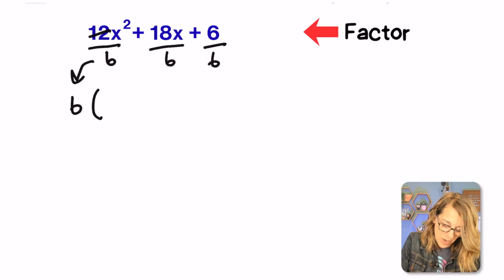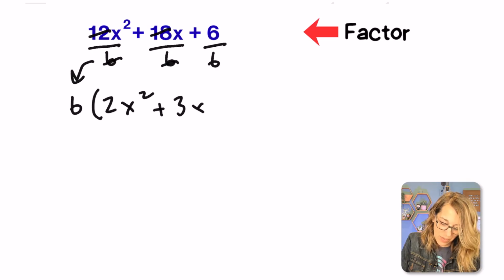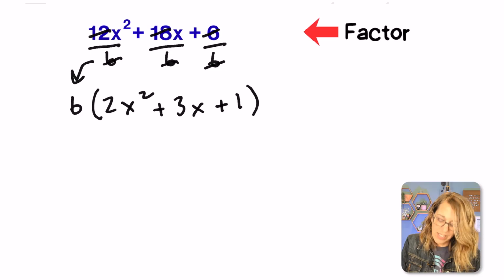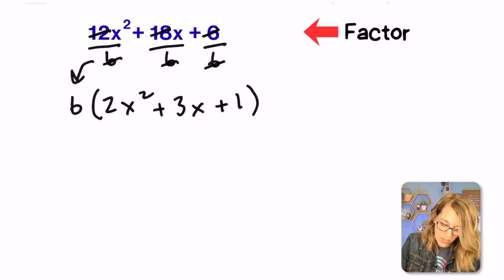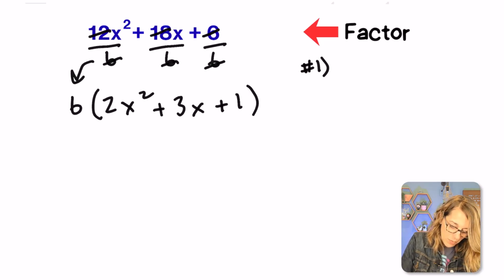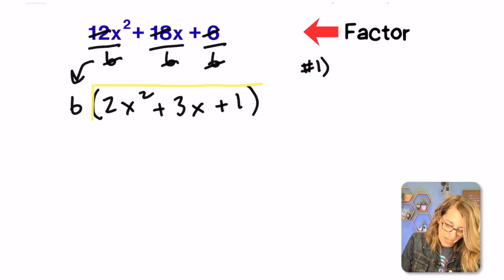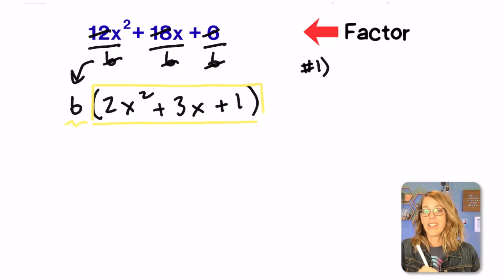So 6. 12 divided by 6 is a 2, so I get a 2x squared. 18 divided by 6 is a 3, so I get a plus 3x. 6 divided by 6 is equal to a 1, so I get a 1 there. Now I can go ahead and move right into our two steps. And as I'm doing my two steps here, I'm really working inside of my trinomial, but I'm going to remember to hang on to that 6 for our final answer.